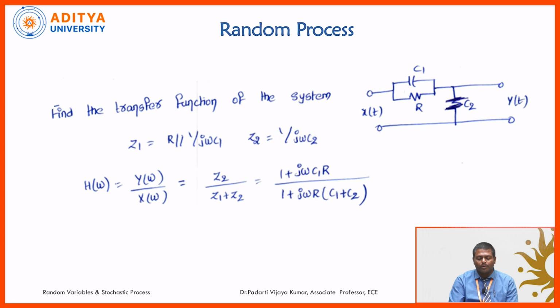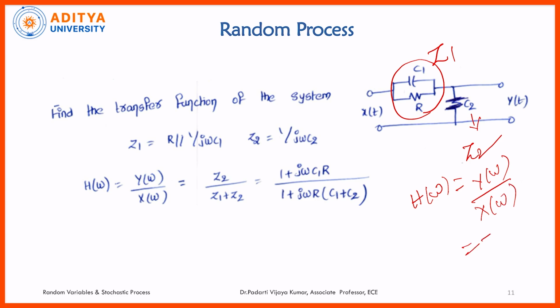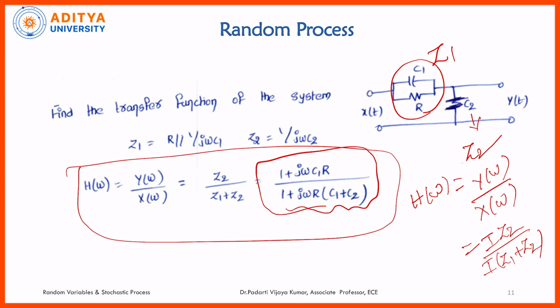So, this is one more problem, computing the transfer function of an RC network. In this RC network you can see, assume this as Z2, assume this as impedance 2. H of omega is equal to Y of omega by X of omega. What is Y of omega? I into Z2. X of omega is I into Z1 plus Z2. Z2 is 1 plus j omega C1 R, Z1 plus Z2 is 1 plus j omega (C1 plus C2) R. So, this is the transfer function for an RC network.